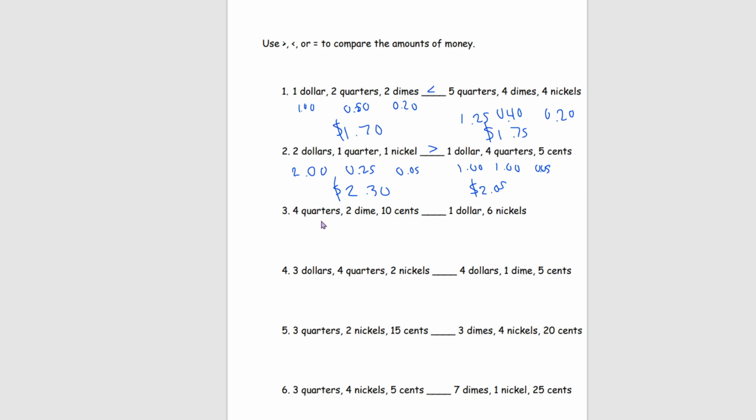For number 3, we have 4 quarters, which is $1, 2 dimes, which is 20 cents, and a dime, which is 10 cents. We have $1 over here, and we have 6 nickels, which equals 30. We add these up, $1.30 on this side, and we get $1.30 on this side. So we can say that these two are equal to each other.